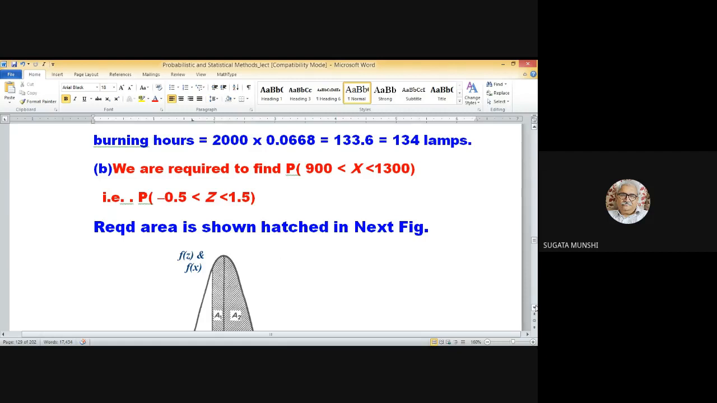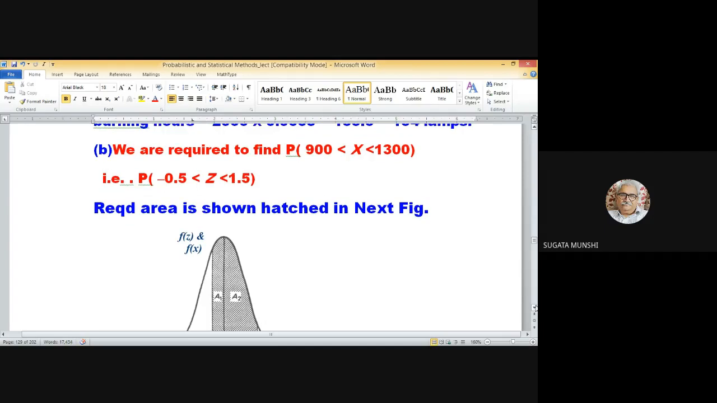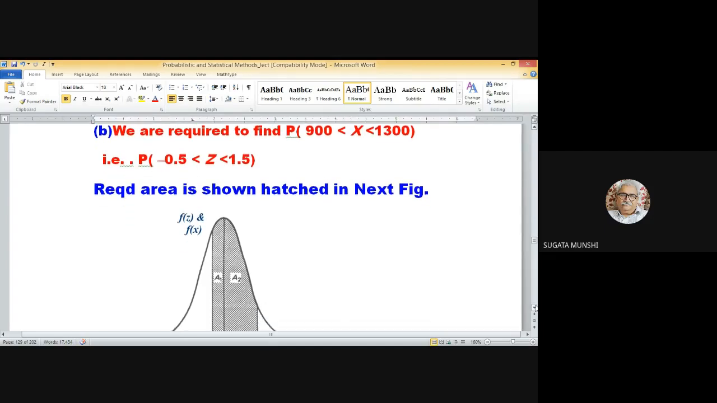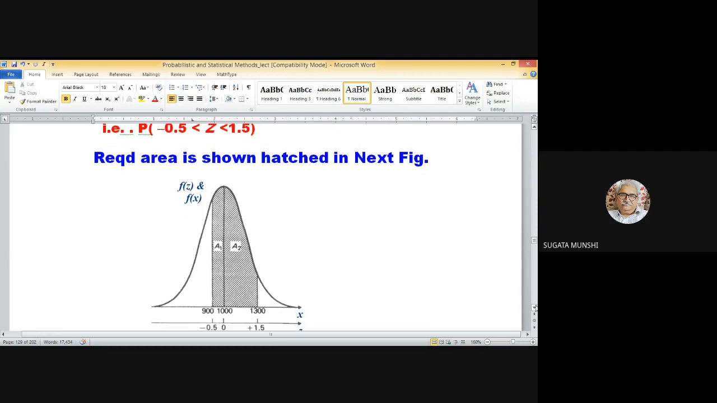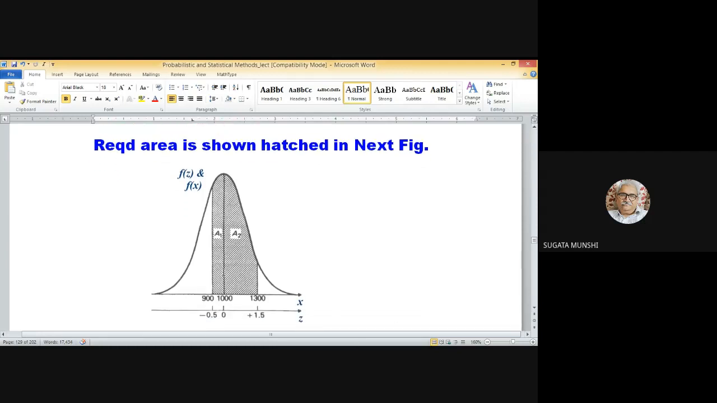That probability has been shown by this shaded or hatched area. See here, that area represents the probability of capital X lying in the range 900 to 1300 hours, or small z in this range minus 0.5 to plus 1.5. How would you find out this area from the table that has been given to you?